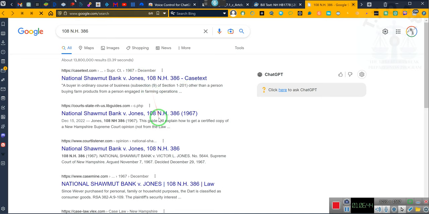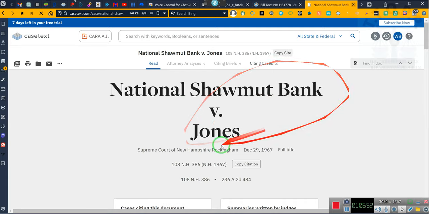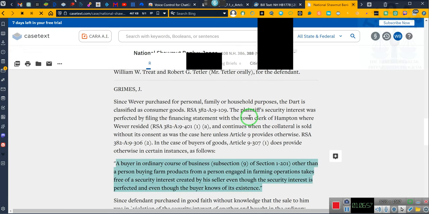Case text. Oh yeah, they changed case text, y'all. They done changed it. We only have 7 days of the little temporary stuff. I apologize for the monitor flickering, but this case right here.